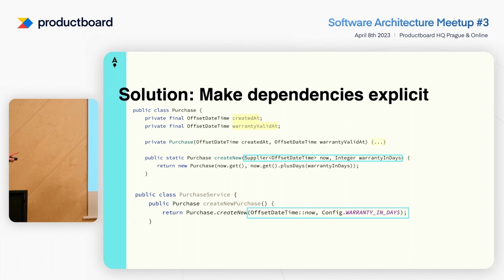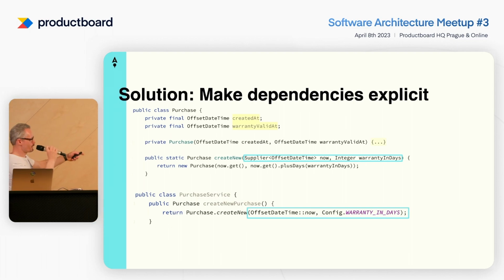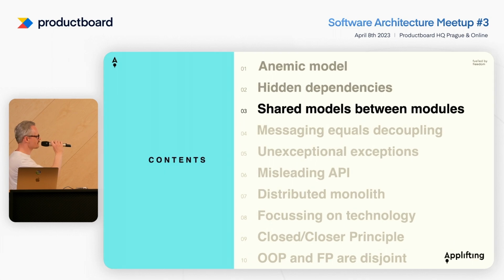So we can be sure that our business logic and the computation of the warranty valid-at parameter is properly computed. Little hint, you can do it even better. What happens if I misconfigure my warranty in days to a negative number? That's bad, right? But it's something else. Okay.